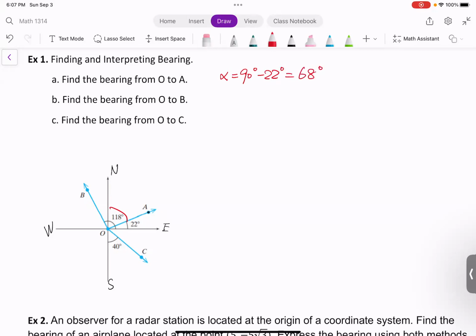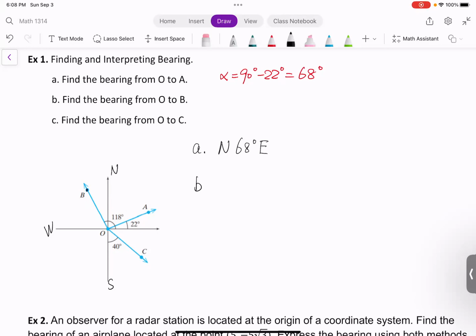And how to use the first method to describe the bearing? I need to know, is A on the north or south part? North. And how about the degree? 68 degrees. And on the east side, put the E here. Let's see the number B. Let's clear the board. Number B is here.